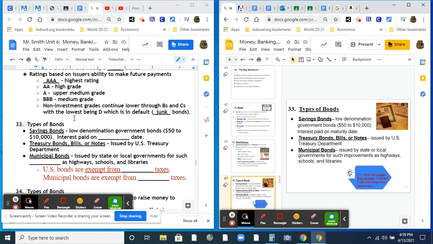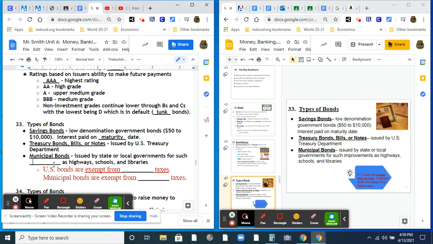Savings bond tends to be in smaller denominations, in the $50,000 to $10,000 range, and it tends to be issued by the government, and the interest will be paid on the maturity date. So it's pretty reliable. Treasury bond, these are bills or notes paid by the U.S. Treasury. They're called T-bills. Municipal bonds, those are city bonds.